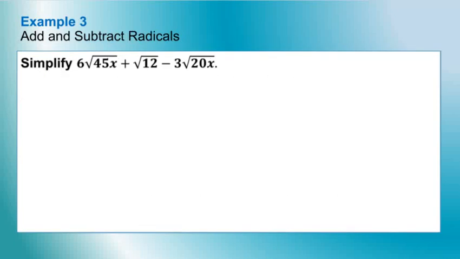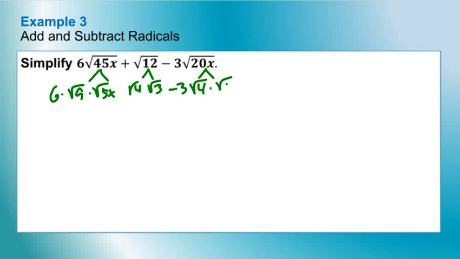So our first example, simplify this. I'm just adding, I want to break down the radicals to see if I have anything in common. This would be 6 times the square root of 9 times the square root of 5x. Plus this is the square root of 4 times the square root of 3. This would be minus 3 times the square root of 4 times the square root of 5x.